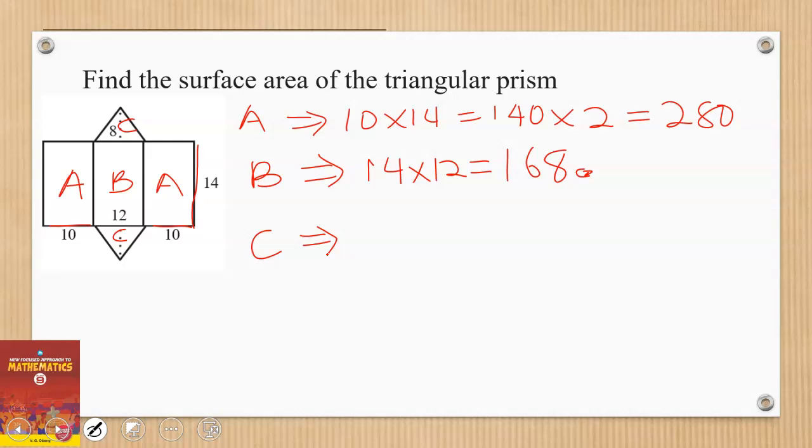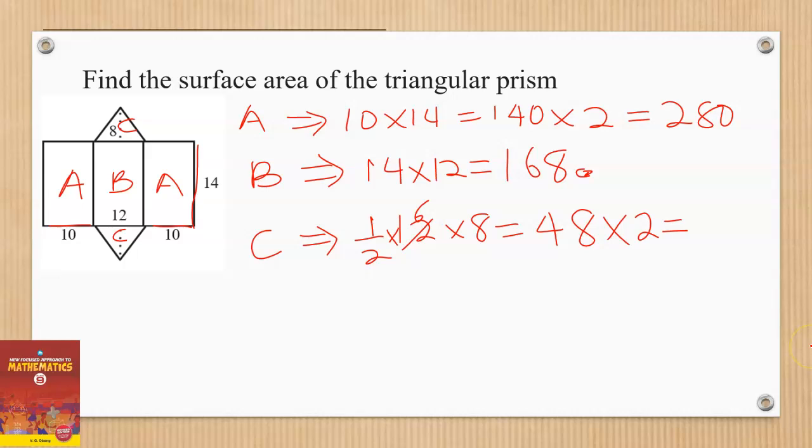We know the area of a triangle is half base times height, so half base, and the base is 12, times height, and according to the question, the height is 8. So then that is 6 times 8, right? So 6 times 8, we know that is 48, and that one too is times 2, so that will give us 96.